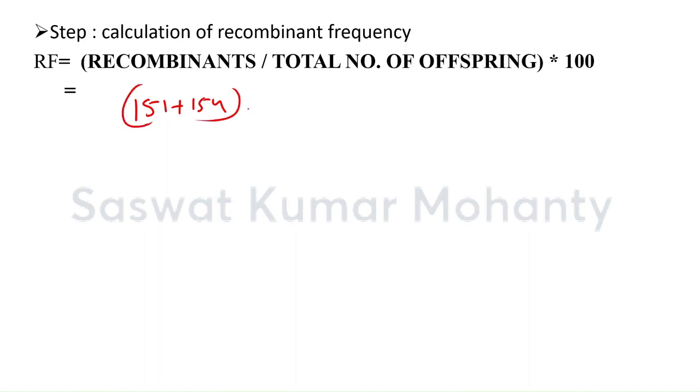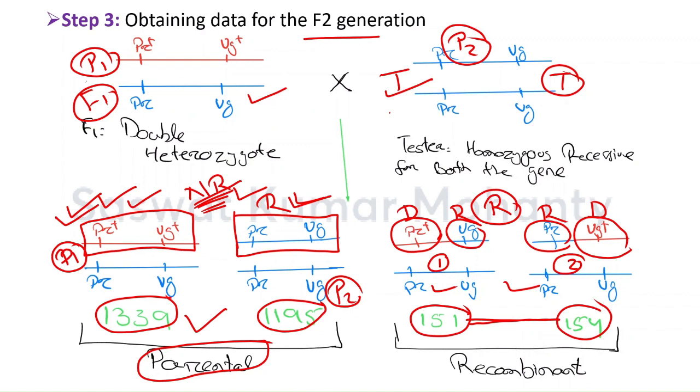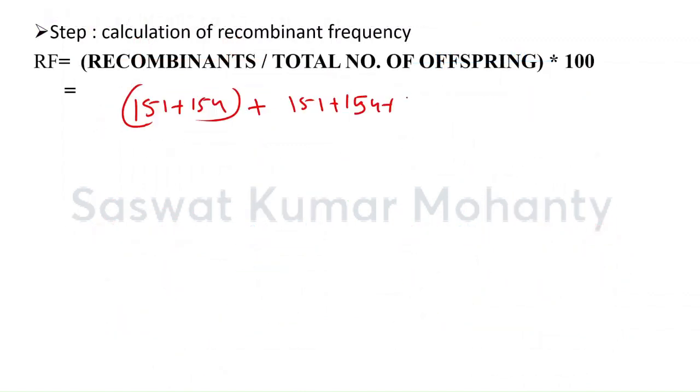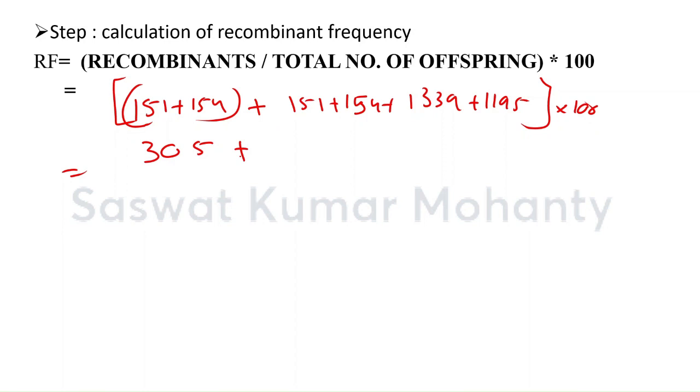So what is the total number of offspring? It will be 151 plus 154 plus your 1339 and 1195. 1339 plus 1195. Then multiply with 100. Are you getting it? So see here, 151 plus 154, that is your total number of recombinant produced. So it will come around 305.